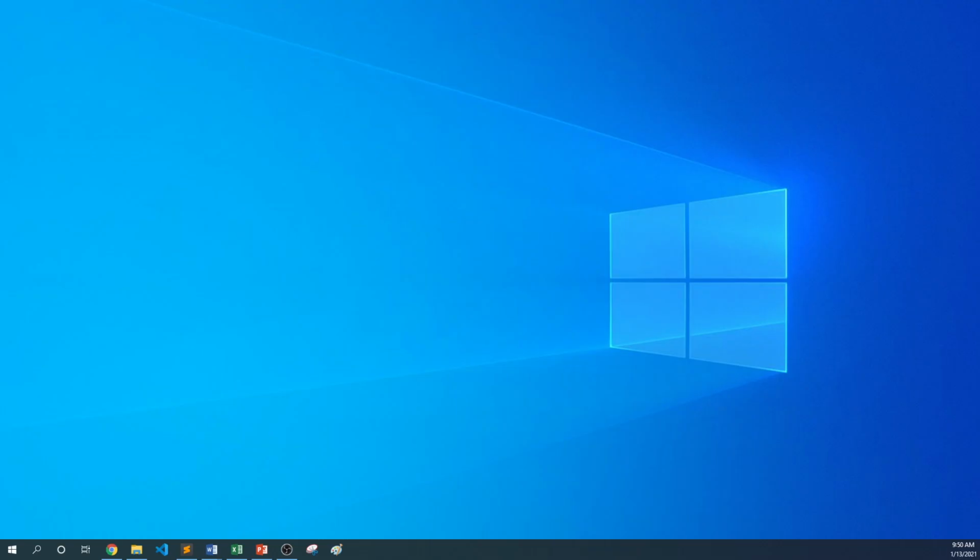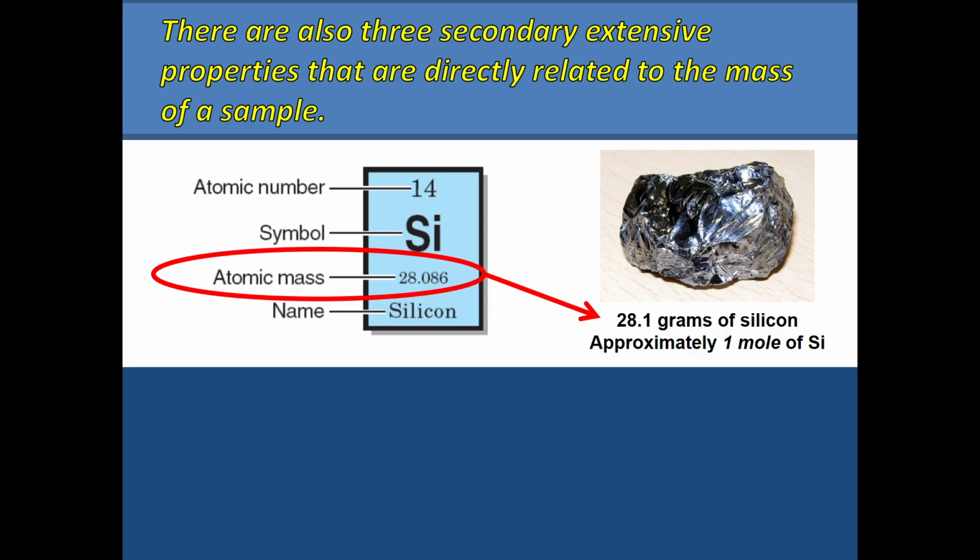There is 1 mole of hydrogen atoms in 1 gram. There is 1 mole of carbon atoms in 12 grams of carbon. So even though that's a very big number, when we're referring to atoms, there are a lot of atoms in a mass.